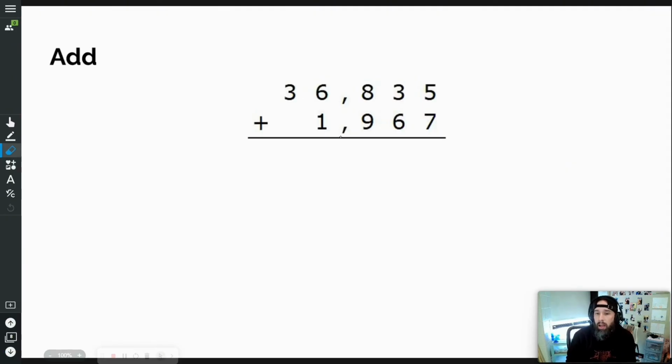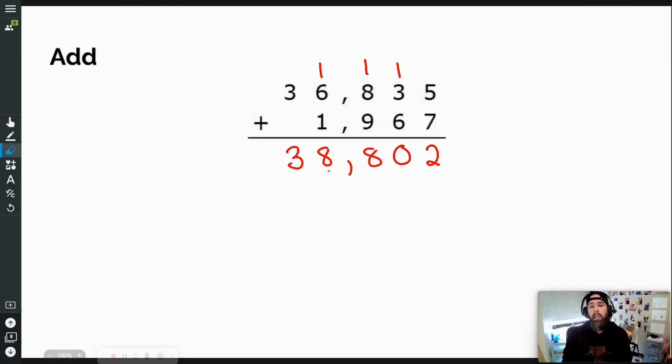36,835 plus 1,967. So add 5 plus 7, you get 12. Write out the 2 underneath and carry over the 1. 1 plus 3 is 4. 4 plus 6 is 10. So write out your 0, carry the 1. 1 plus 8 is 9. 9 plus 9 is 18. Write out your 8, carry the 1. 1 plus 6 is 7. 7 plus 1 is 8. Write out your 8. 3 plus nothing is 3. Write out your comma. 38,802.